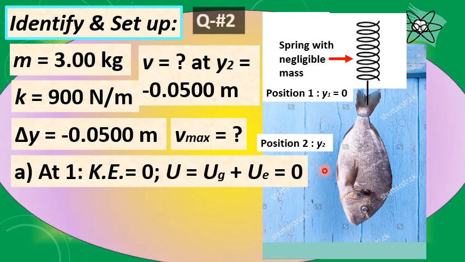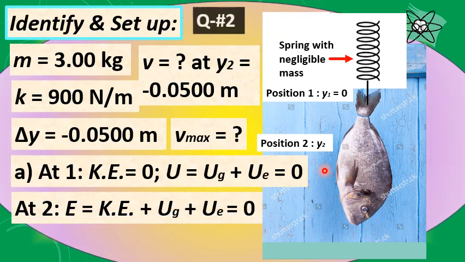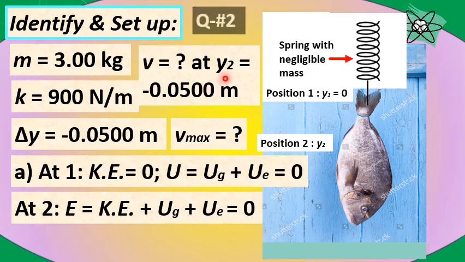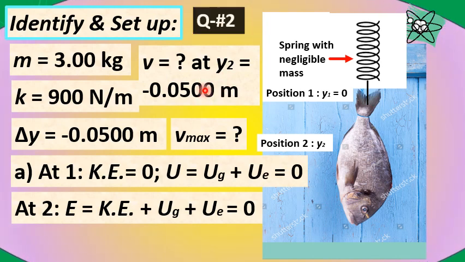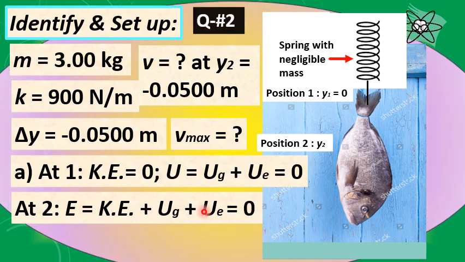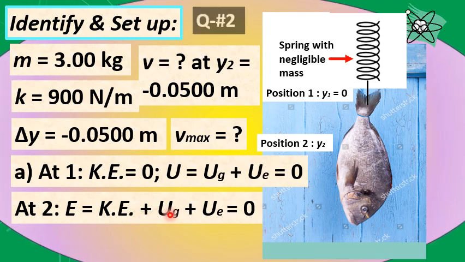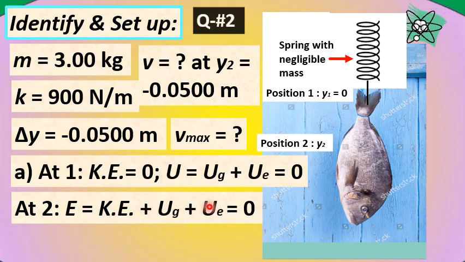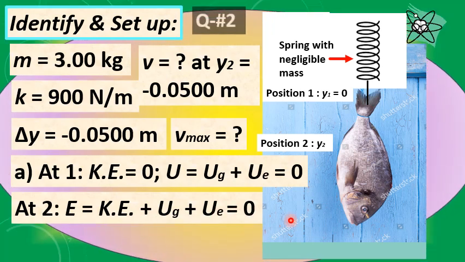Now, at position 2, when the fish has been displaced by negative 0.0500 meter, the fish now has all three forms of mechanical energy. It has kinetic energy and potential energy, both elastic and gravitational. But the total of these three forms of energy is still equal to 0 in accordance with the law of conservation of mechanical energy.